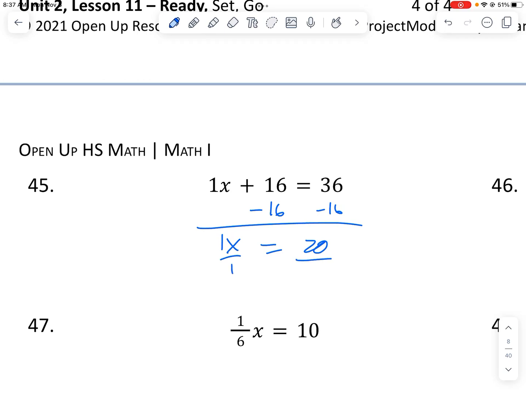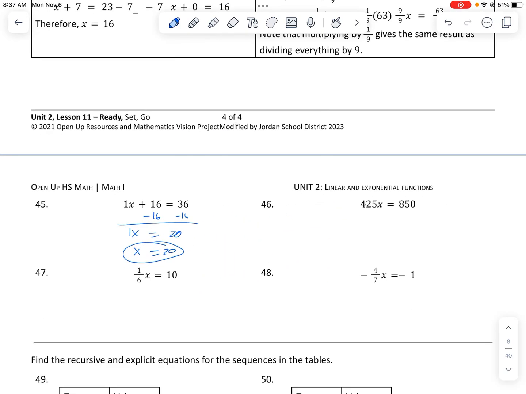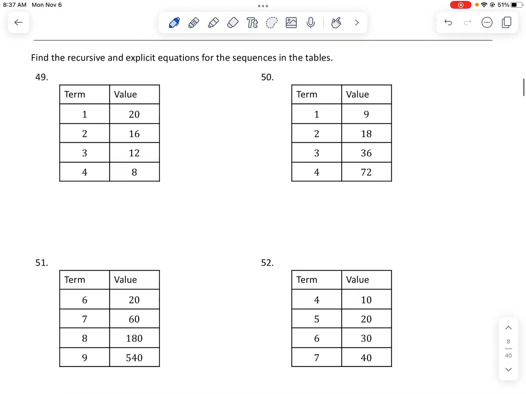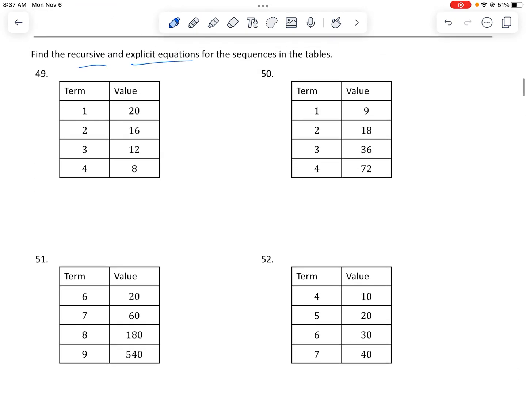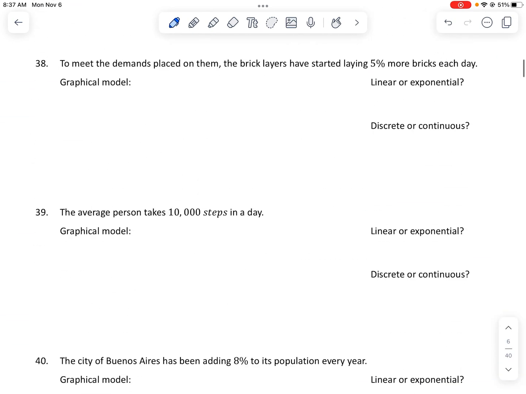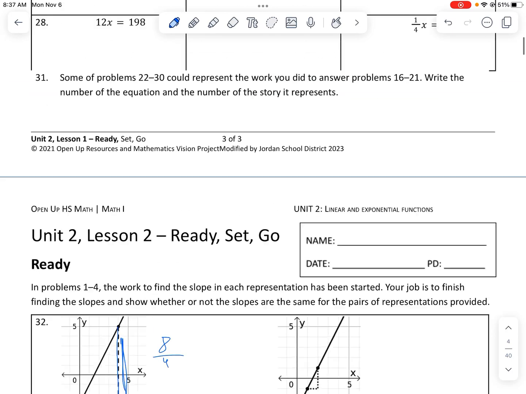And you can divide by the 1. Actually, you don't need to, because 1x just means x. So we got x is 20. Hooray! So that's kind of what's going on there. And then here, you're writing recursive and explicit functions again, just like we were doing in our last units. Look at the table, figure out what the pattern is, and continue on. So there you go. Quick overview for Unit 2, Lesson 2, Ready, Set, Go.